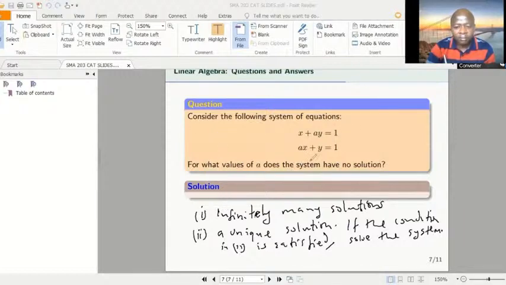We've already seen what A should be if this system is to have no solution. And now we'll ask you to find the value of A if this system is to have infinitely many solutions, and also find the value of A if this system is to have a unique solution. So let's look at another question.